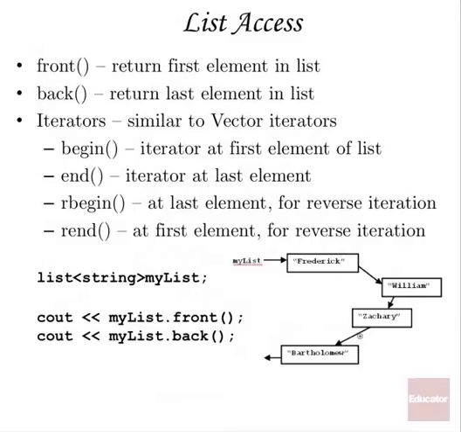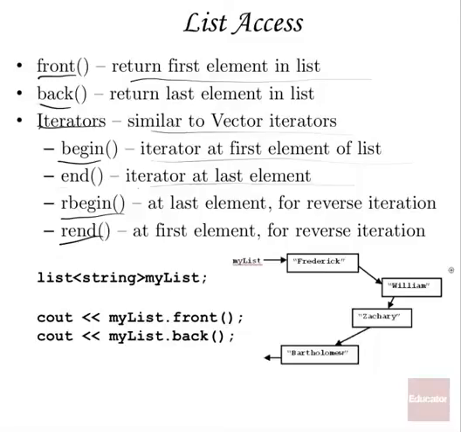Now here's how we access the linked list. We want the front, which is pretty much the same as with the vector. It returns the actual first element, and back gives you the last element. Then here are your iterators. You need to loop through the linked list using iterators. Begin is the iterator at the first element and end is the iterator at the last element. RBegin is the last element for reverse iteration, and REnd is the first element for reverse iteration. So you can go from RBegin to REnd. When you say iterator plus plus, you're actually going backwards through the list.